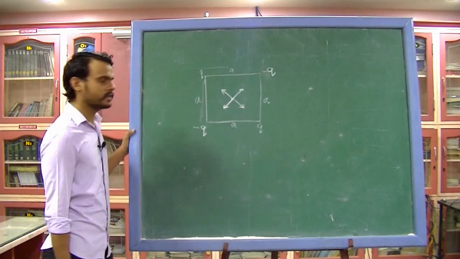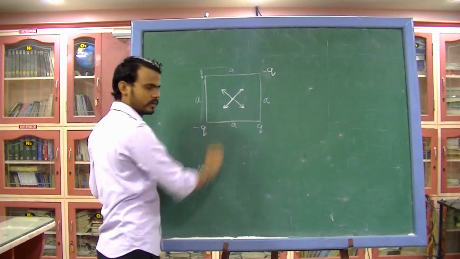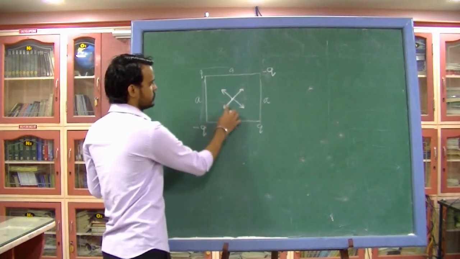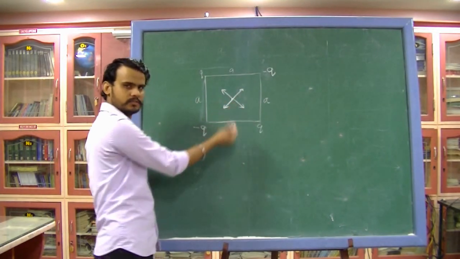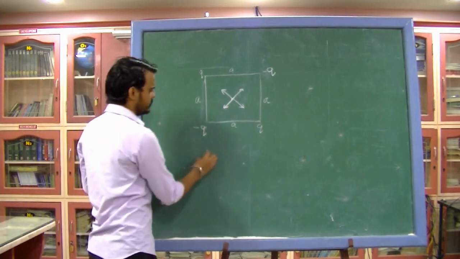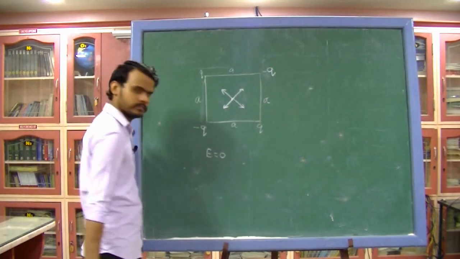So, again as you can see, magnitude wise all the electric fields are equal. These two are in the opposite direction, so they will cancel each other out. These two are also in the opposite direction, so these two also will cancel each other. Again, you will get the electric field intensity at the center as 0.